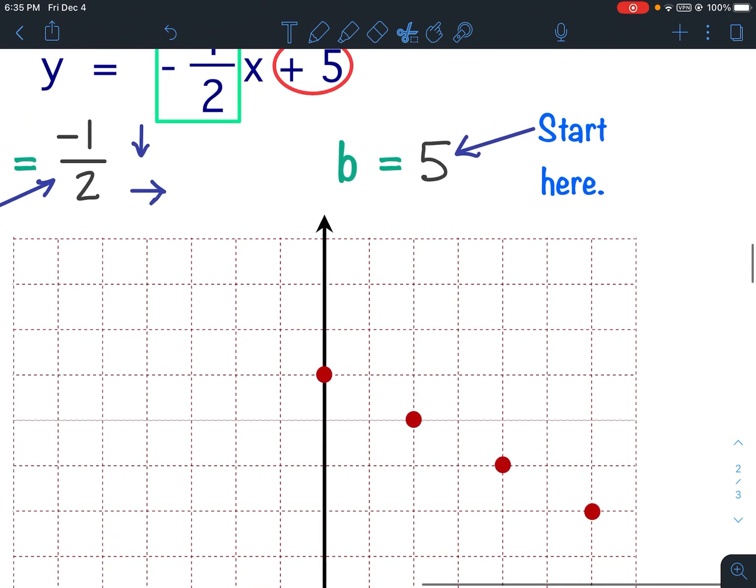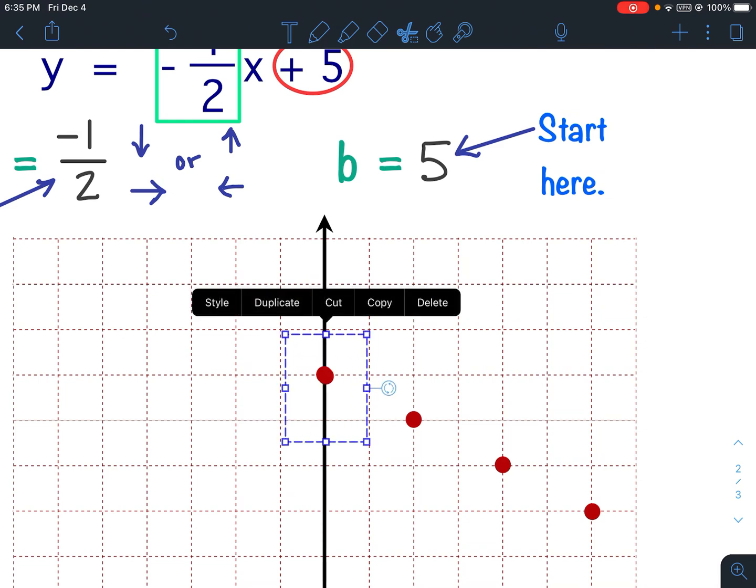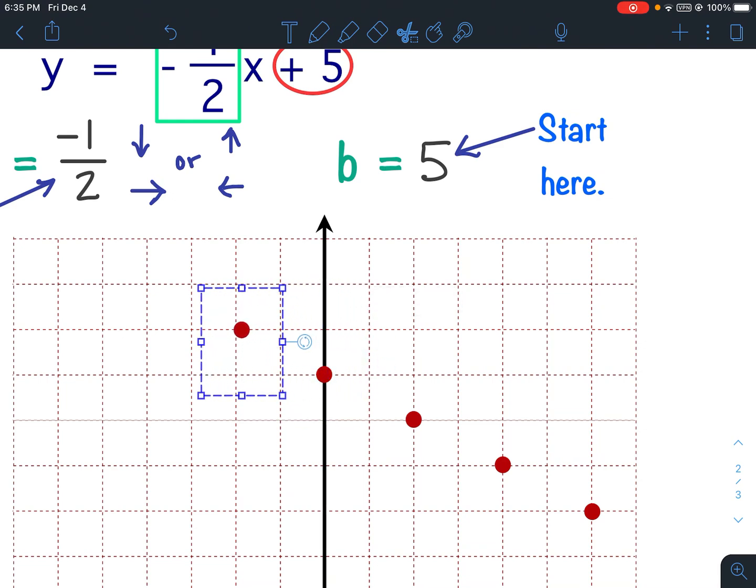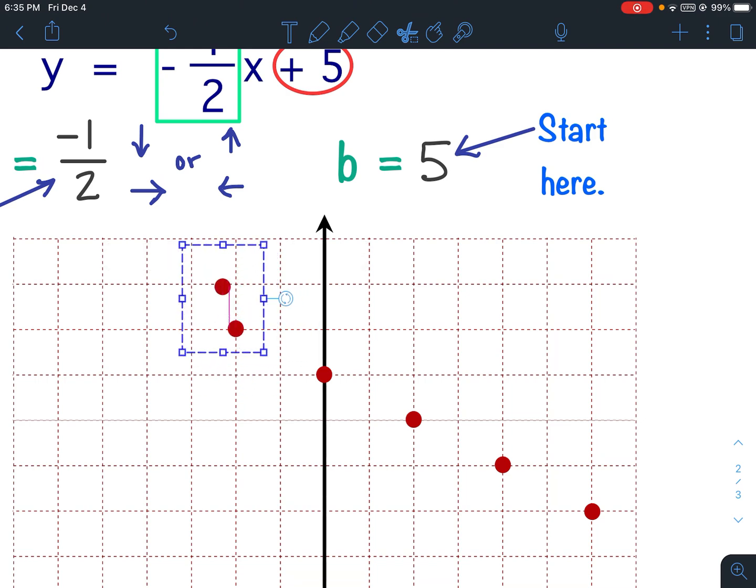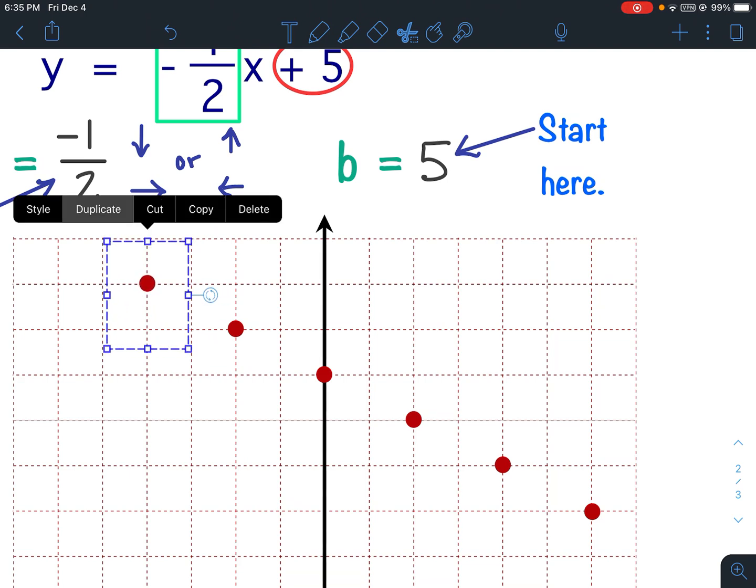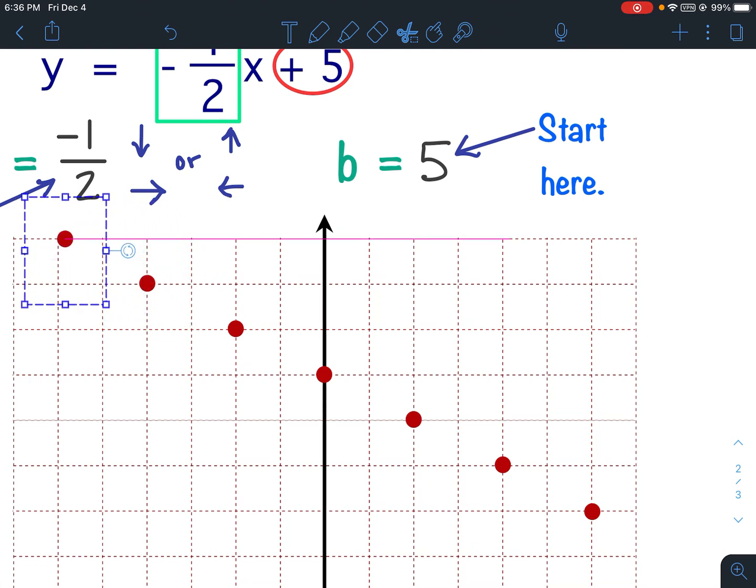All right, now we're going to go the opposite direction. So instead of going down 1 and to the right 2, the opposite of down would be to go up 1, and the opposite of to the right would be to go to the left 2. So we're going to go up 1 to the left 2. Go back to your y-intercept. Go up 1 to the left 2. And we keep going. Up 1 to the left 2. One more time. Up 1 to the left 2.